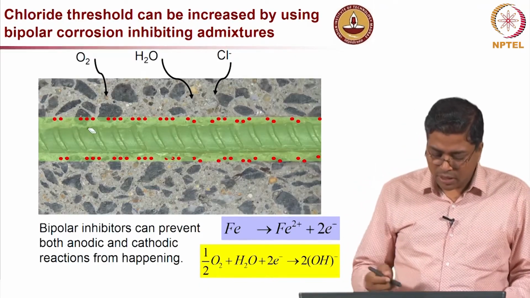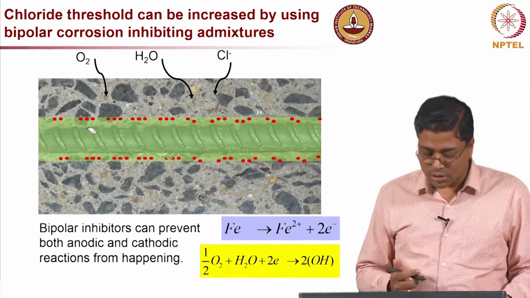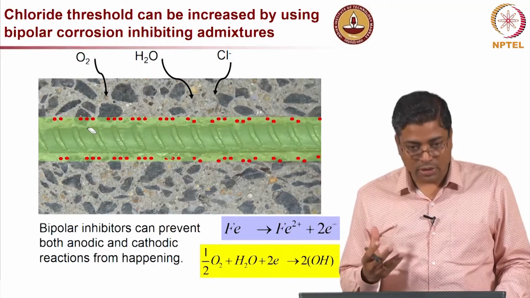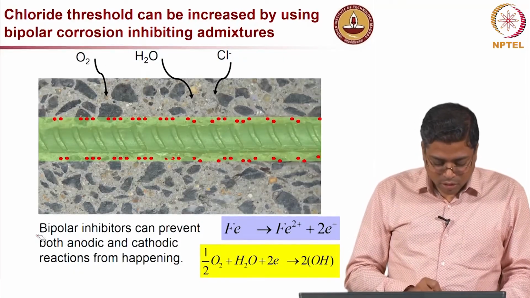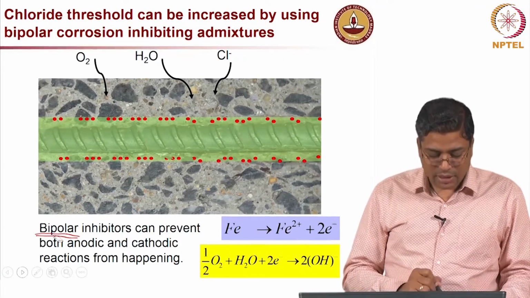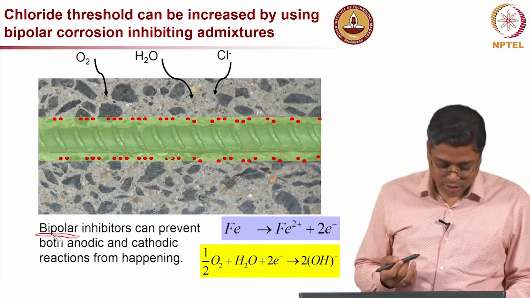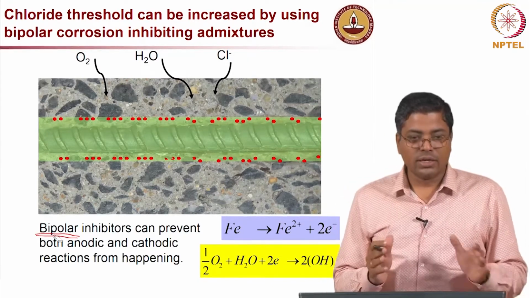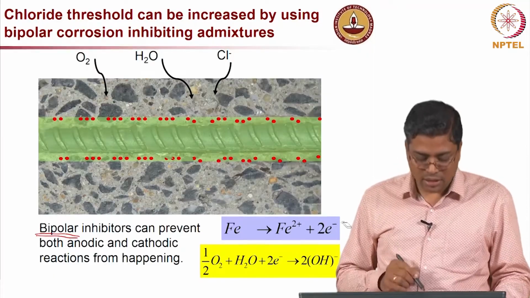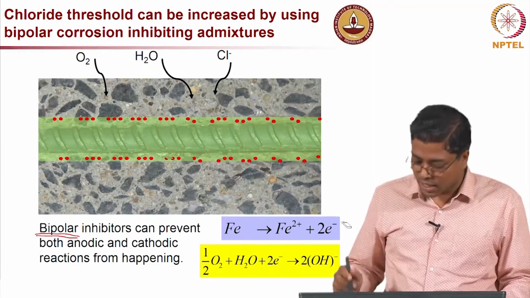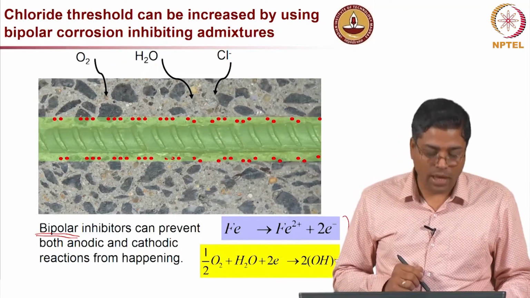So, the passive film formed on the steel surface when corrosion inhibitors are used is much more protective or resistant against chlorides. A typical corrosion inhibitor available in the market is the bipolar corrosion inhibitor. Earlier it used to be anodic inhibitors, which prevent the anodic reaction by forming a layer, but bipolar inhibitors help in preventing both the anodic and cathodic reactions from happening.